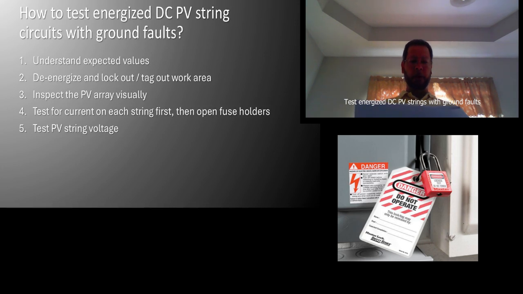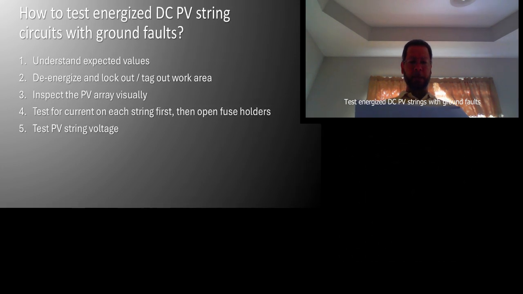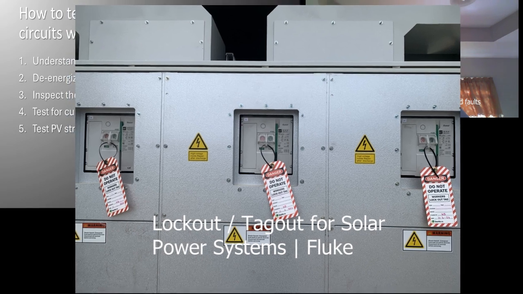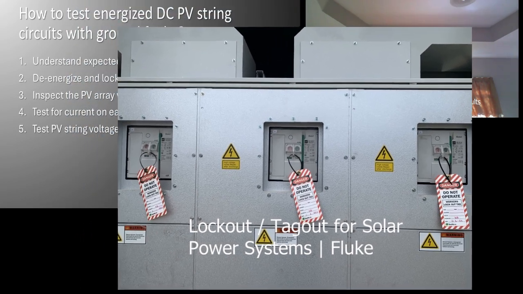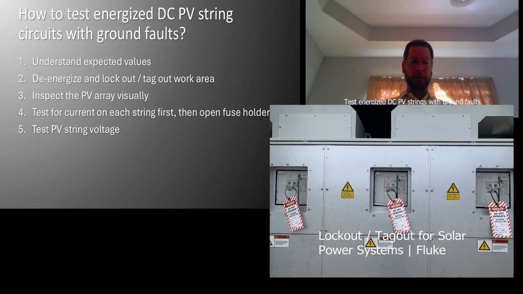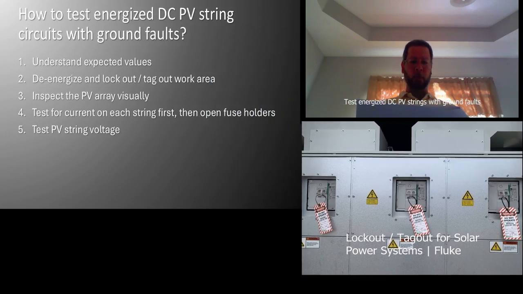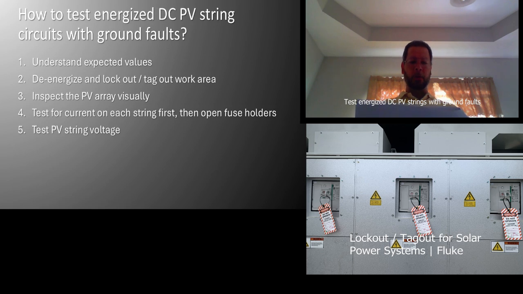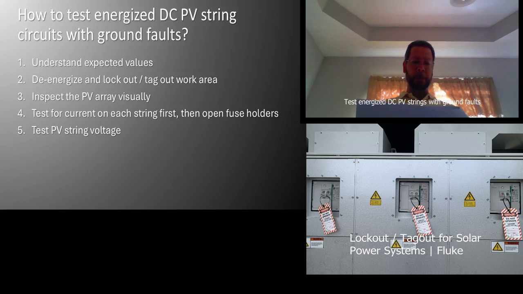Once the disconnect is off, apply lockout tagout devices to each component to prevent the system from being re-energized accidentally. Label each LOTO device with the worker's name, phone number, date, and the work being performed. Learn more about lockout tagout safety for solar power systems in this link.